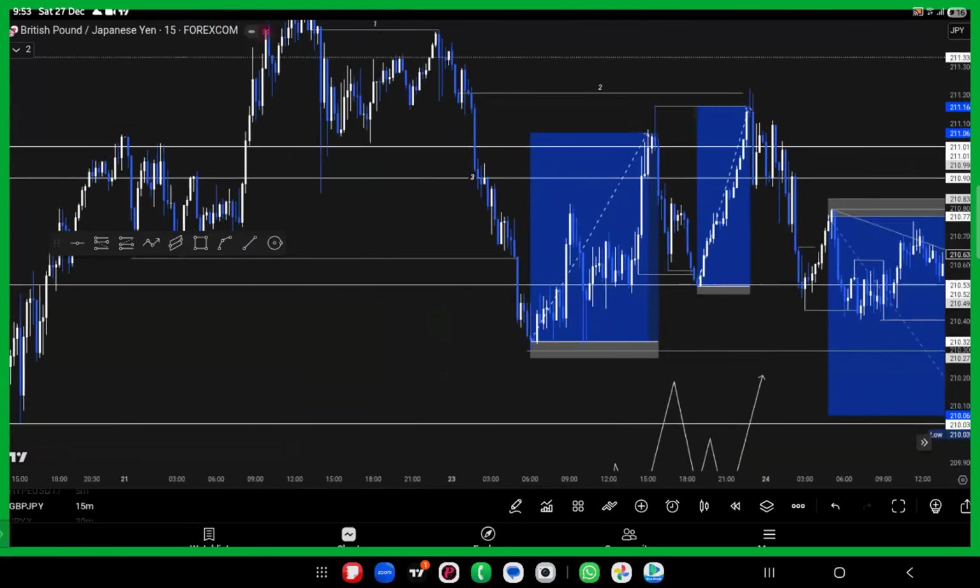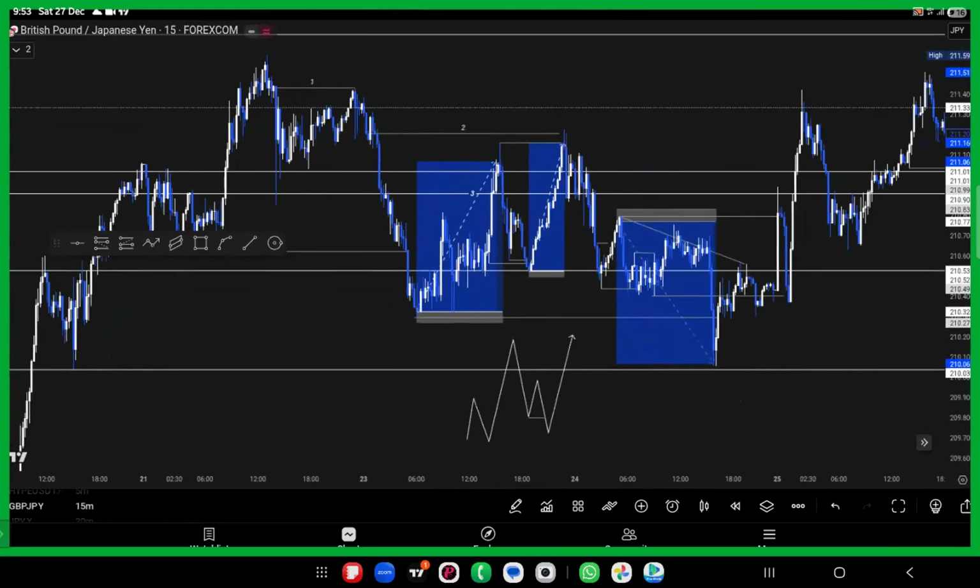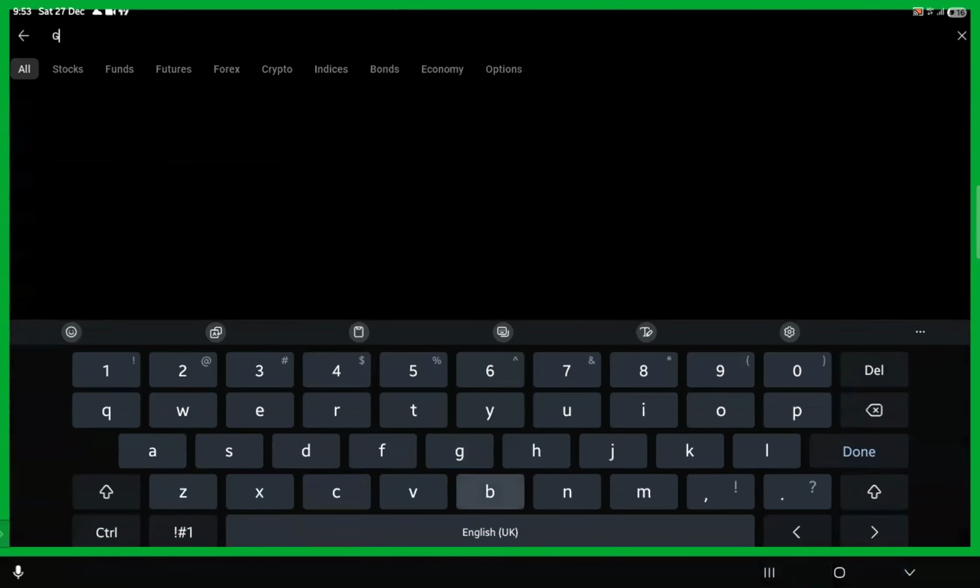So going with this, okay, let me use a clear GJ chart.